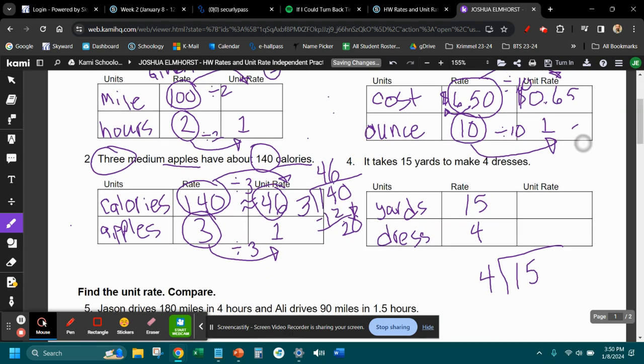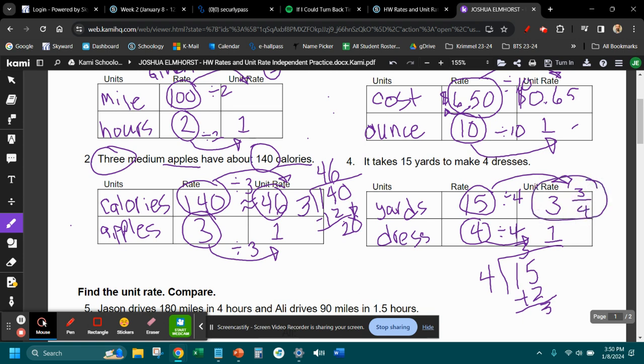Number 4, from 4 dresses down to 1 dress, we're going to divide by 4. So the unit rate, how many yards per dress? How many times does 4 go into 15? 3 times 4 is 12. There's a remainder of 3. So that's going to be 3 3/4 yards per dress once you divide it out.